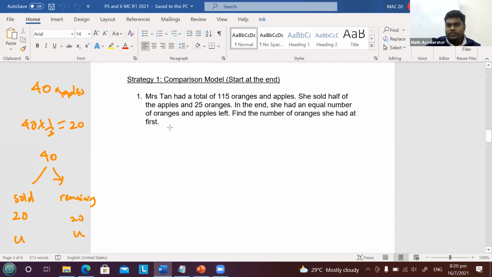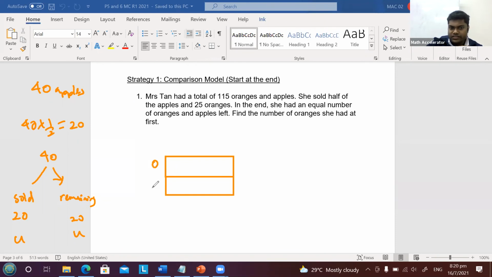So I'm going to draw a model now. So at the end, they had an equal number of oranges and apples. So write that down. Oranges, apples. So if you look at oranges, right? No, look at the apples first. She sold half of the apples. So just like this example here, if I sold half means at first I had another unit. That's why you add the unit.